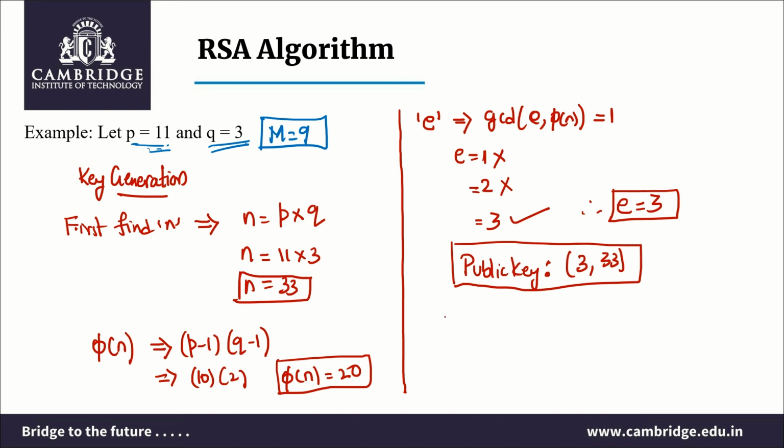For finding the private key, I need to first find d. Now what is this d? As per the algorithm, d should be congruent to e inverse mod phi of n. Otherwise, this can also be written as d times e congruent to 1 mod phi of n.